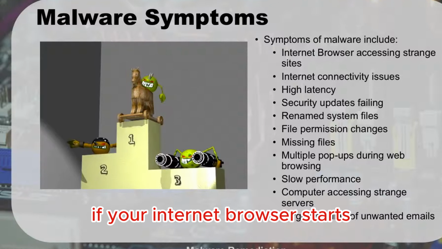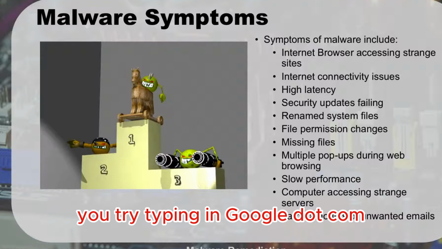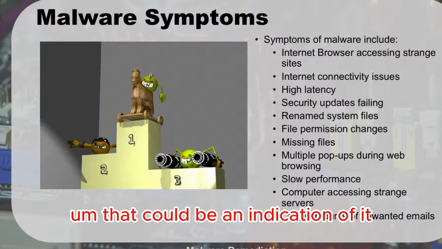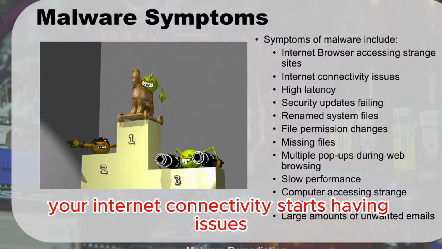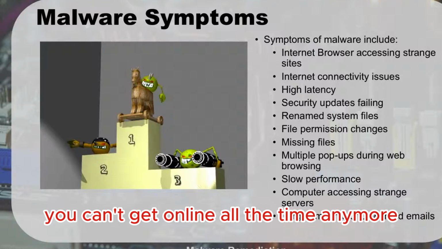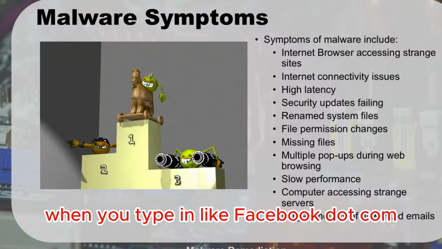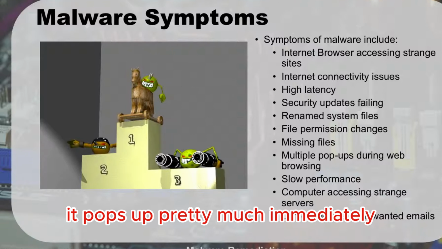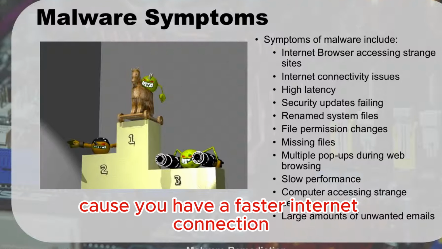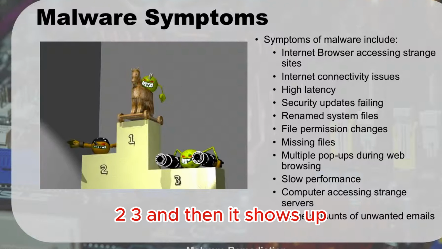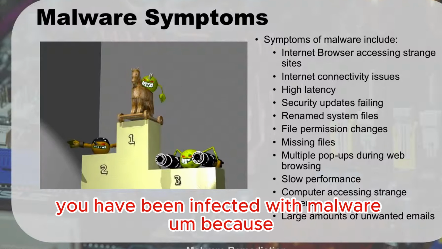If your internet browser starts accessing strange websites, you try typing in google.com and instead it takes you to some other site. That could be an indication of it. Your internet connectivity starts having issues. You can't get online all the time anymore. Things kind of come and go. And you have a high latency. What that means is, if you're used to typing in facebook.com and it pops up pretty much immediately because you have a fast internet connection, but now when you go to facebook.com, it starts taking a while. You count to 1, 2, 3, and then it shows up. That can be an indication you have been infected with malware.